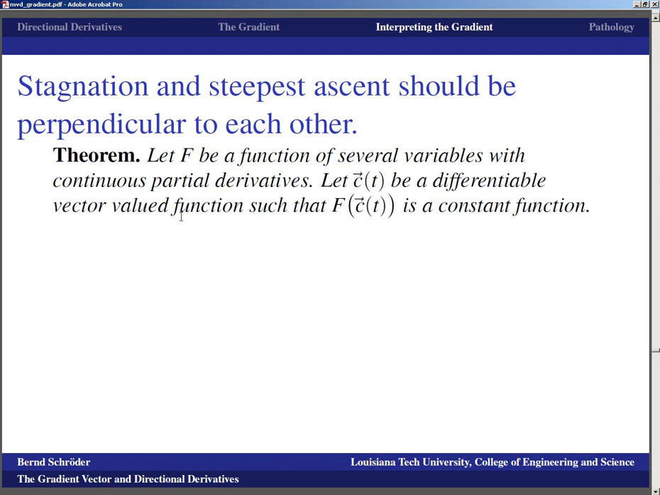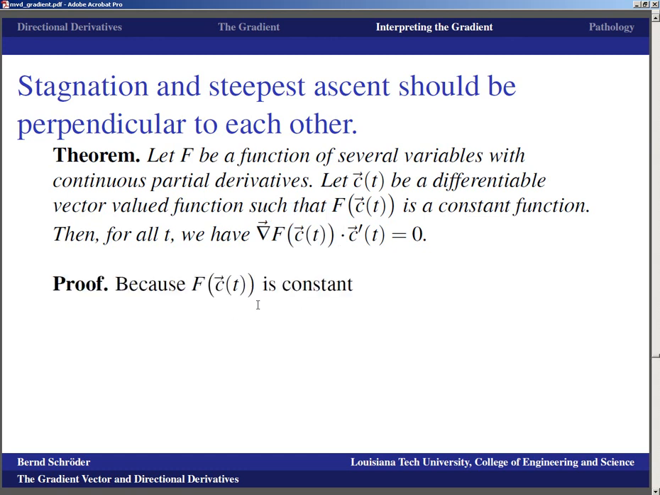If c of t is a differentiable vector-valued function, so that f of c of t is a constant function, so something that travels inside a level surface, if you will, then for all t, we have that the gradient of f on the curve dot c prime of t, the direction of the curve, is 0. And that means that something that stagnates, the direction of stagnation, is any direction in which the curve goes because f of c of t is constant, that is perpendicular to the direction of steepest ascent for f, which is encoded by the gradient.